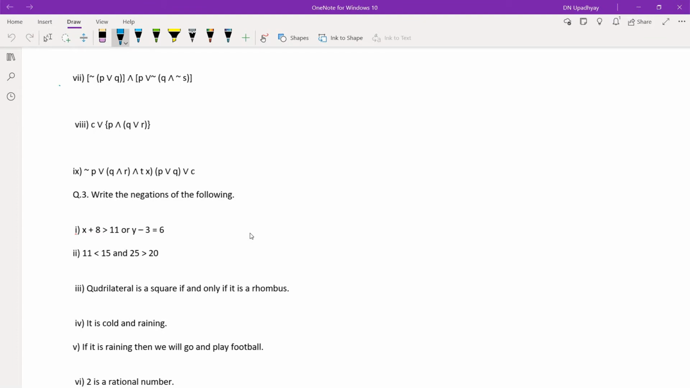Now question number 7, we can write negation P and Q, and then just close this bracket, or P and negation Q or negation S.